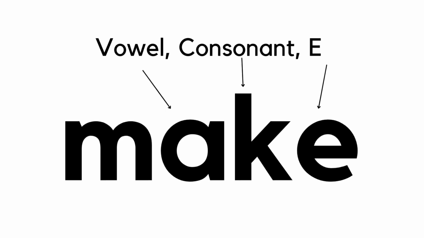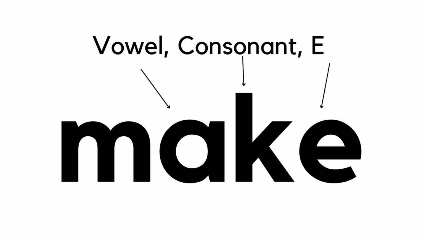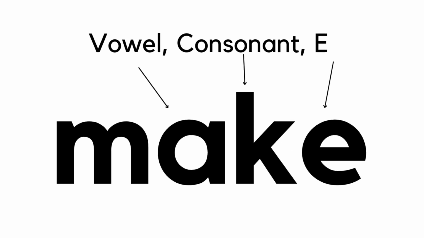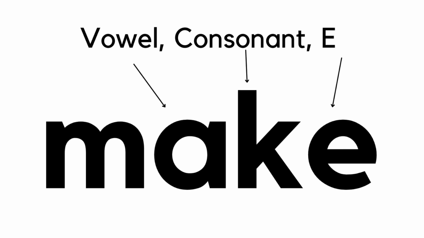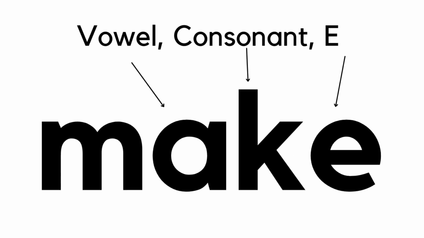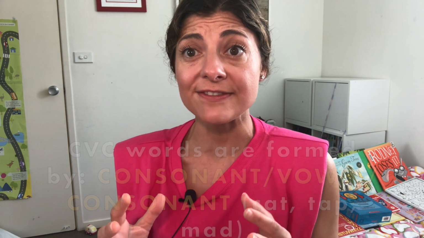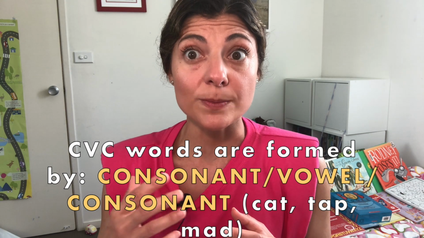The magic E is one of the many names that we give to a syllable type with the ending structure vowel, consonant, E. The letter E at the end of syllables with this ending structure, we do not pronounce it. It just serves as a signal for the preceding vowel to say its name. So to teach this one, what's really effective is to start with a CVC word and then we add our magic E at the end and see what happens.